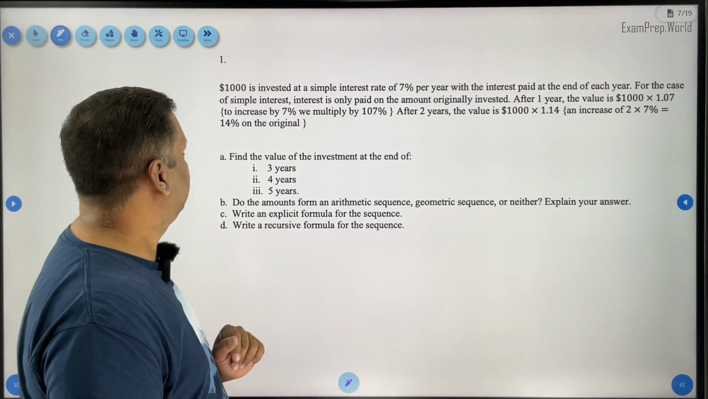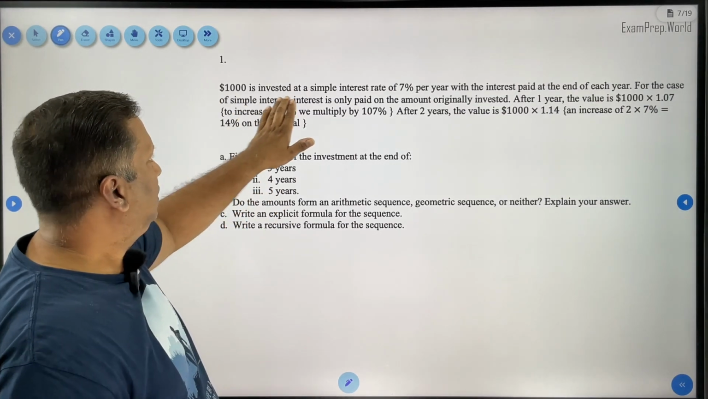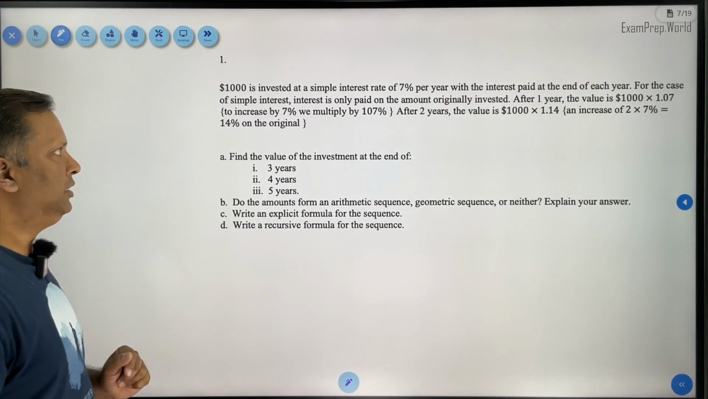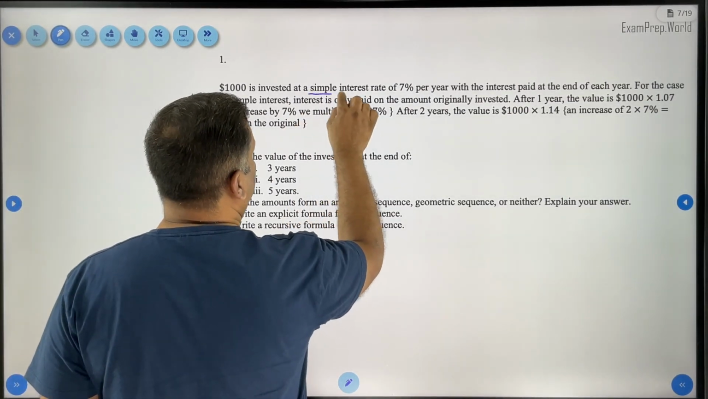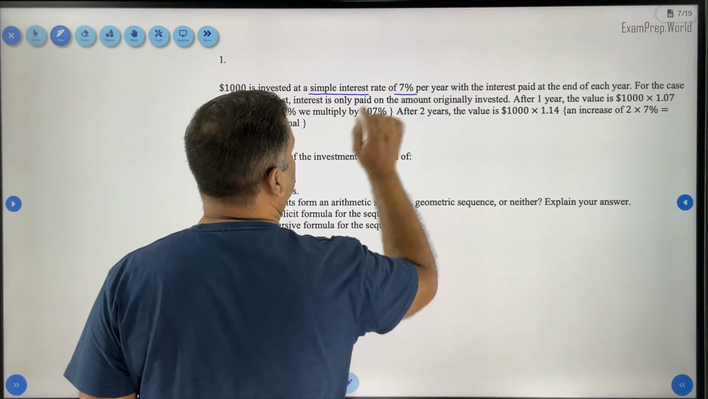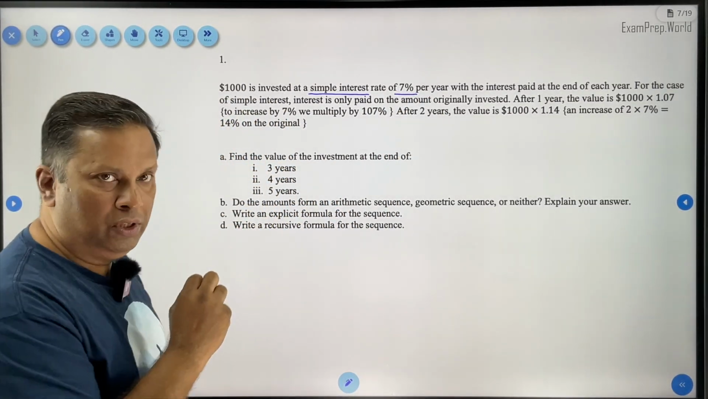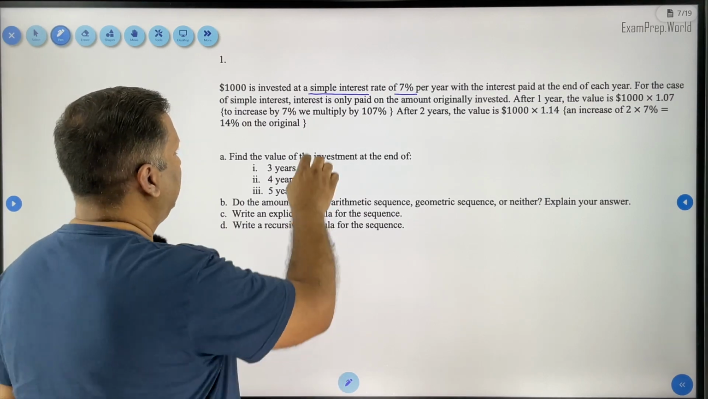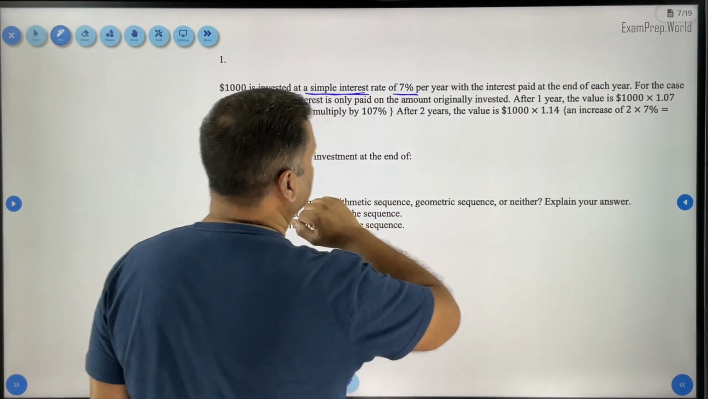This is the first question. Here it is about simple interest. $1,000 is invested at simple interest, and the rate of interest is 7%. We should catch the keywords whenever there is a word problem. They have told us it is simple interest and the rate is 7% per year.